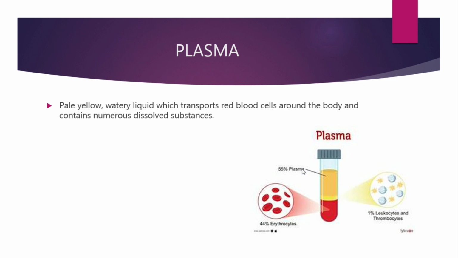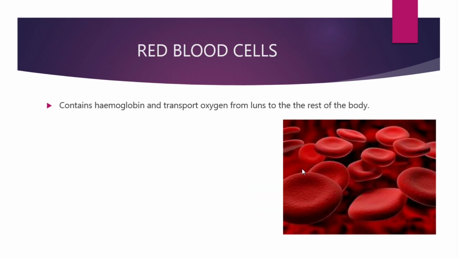Plasma is a pale yellow watery liquid. It transports the blood cells around the body and contains a number of dissolved substances, which include nutrients such as glucose, amino acids, ions, and vitamins. It also carries antibodies against pathogens or other foreign cells, and contains fibrinogen, which is involved in blood clotting. Plasma basically contains all the substances present inside the blood, be it platelets, red blood cells, or white blood cells. They are all suspended inside the plasma.